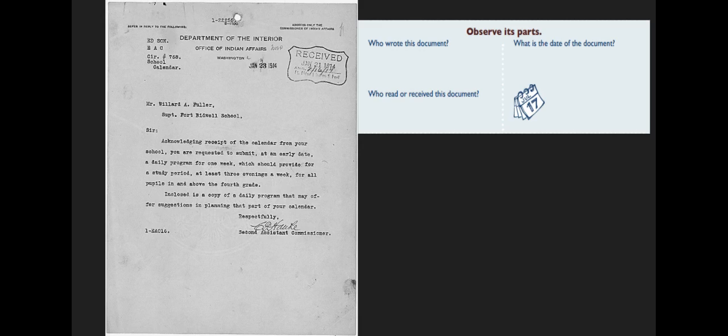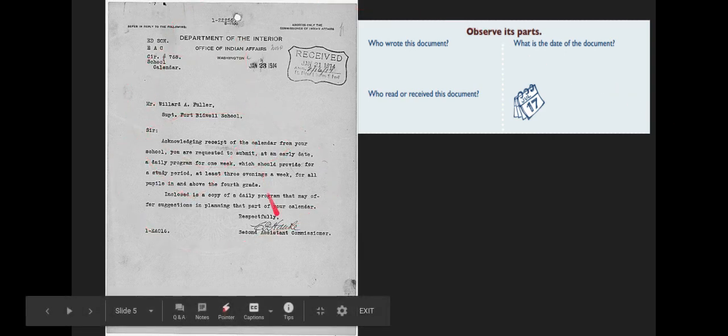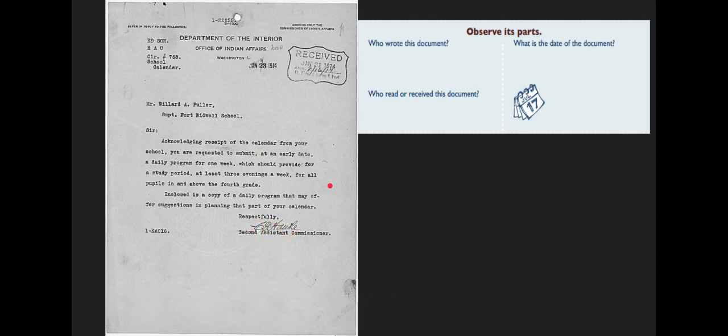The next part is you're going to observe the parts of the document. So we want to look at who wrote this document, who read or received it, and then what is the date. So who wrote the document? Well, if I look at this, it's probably from this guy over here, right? Because it was a letter written by the second assistant commissioner. And who read or received this document? Mr. Willard A. Fuller. And what is the date of the document? It looks like it's been stamped on January 23rd, 1914.